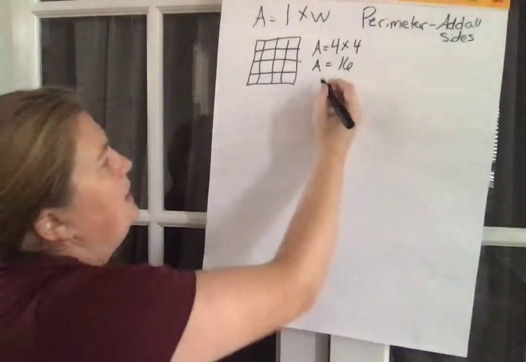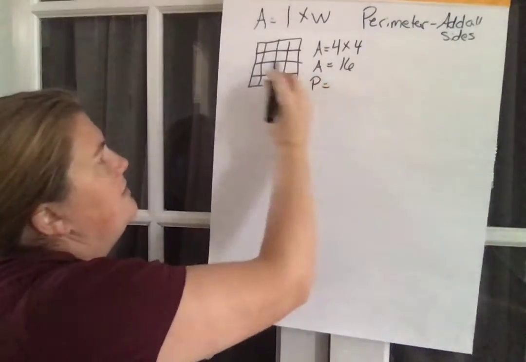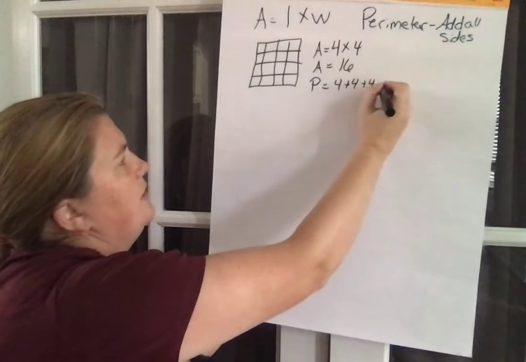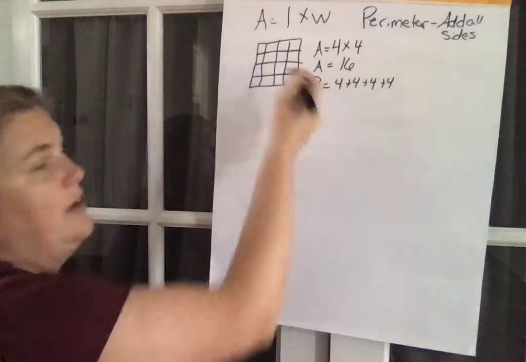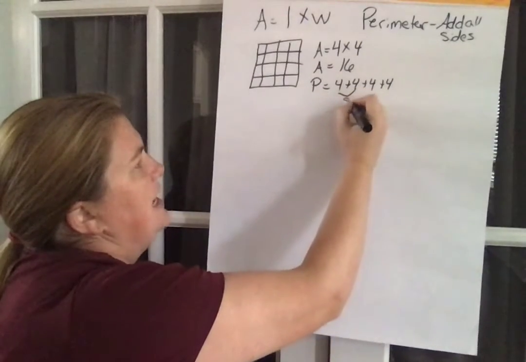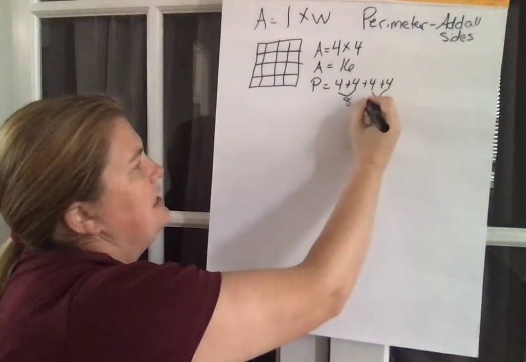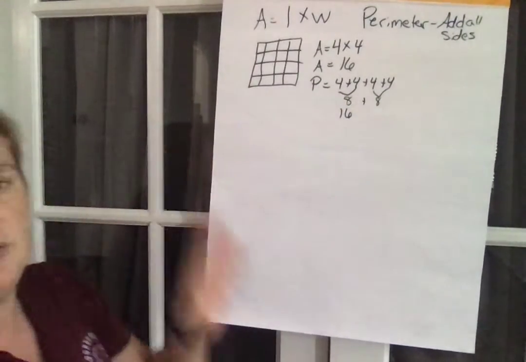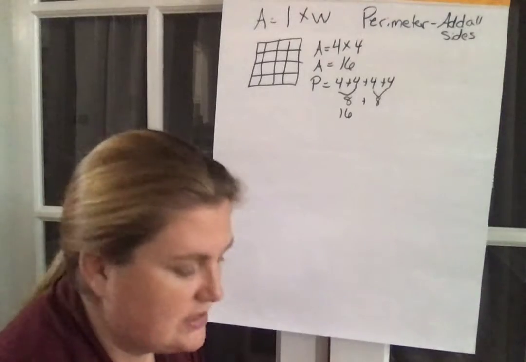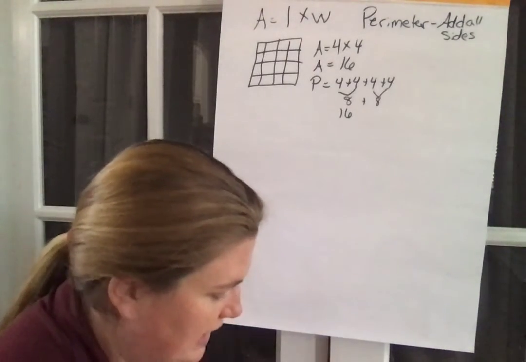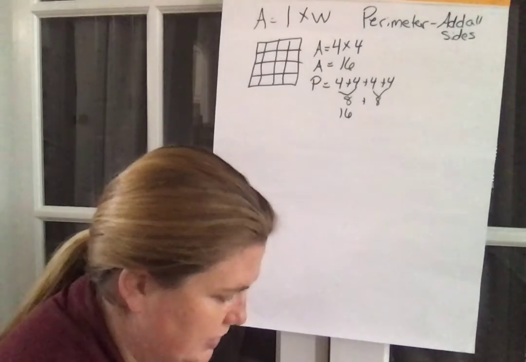And then for perimeter, we would have to go all the way around. So that would be 4 plus 4 plus 4 plus 4, because you have 4 lines on every side. 4 plus 4 is 8, 4 plus 4 is 8, and 8 plus 8 is 16. So this is an example where you have the same area and the same perimeter. That doesn't always happen. That's pretty rare. So now we're going to look at the 2 picture-its.